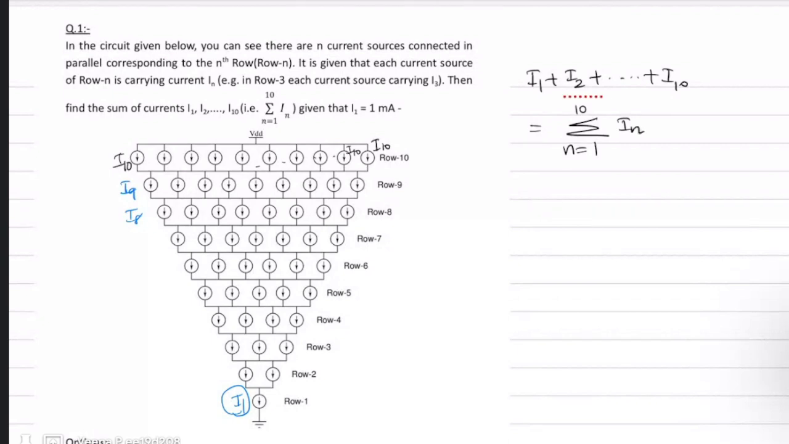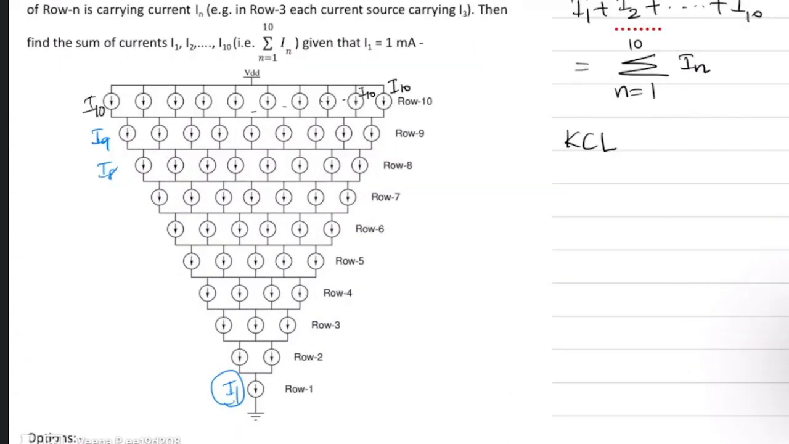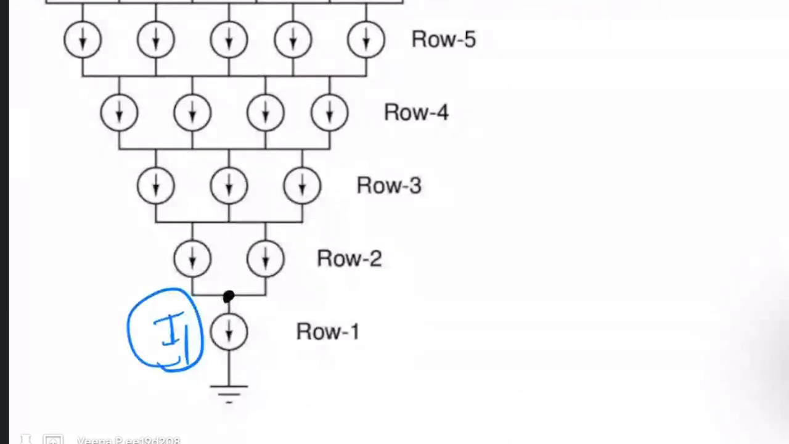I hope the question is clear. They are not asking what is the total current, they are asking what is I1 plus I2 plus so on up to I10. Now, this is an application problem of Kirchhoff's current law. From Kirchhoff's current law, when you go to the last branch and you consider this node, what will you observe?